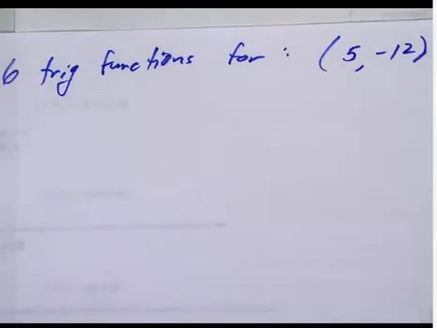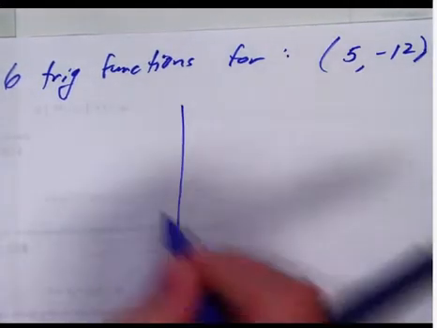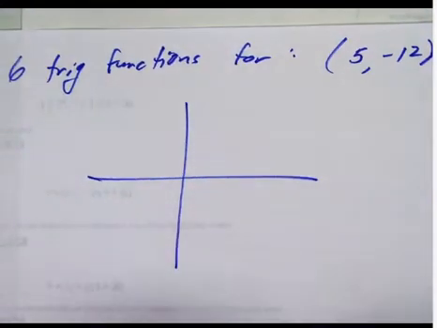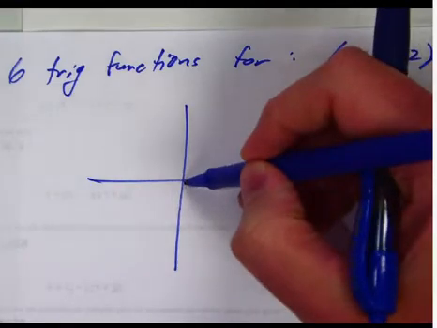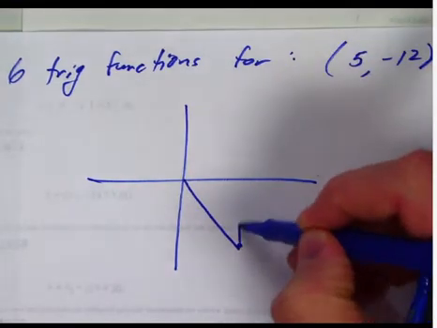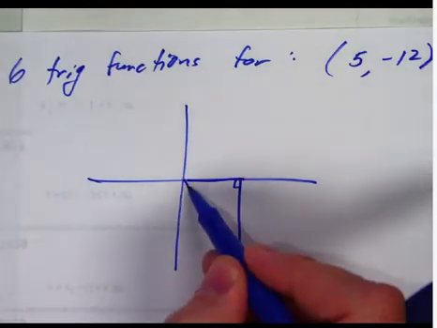Another type of problem that you're going to be faced with is, what if it's just a generic thing that says find the 6 trig functions if I have the point 5 comma negative 12. What you do with that is you go to a piece of graph paper and you say, okay, I'm going to find 5, negative 12. Over 5, down 12 would be right here. And then what you do is you make an angle formed that is perpendicular to the x-axis, like we've been doing with the unit circle, and we figure this one out.